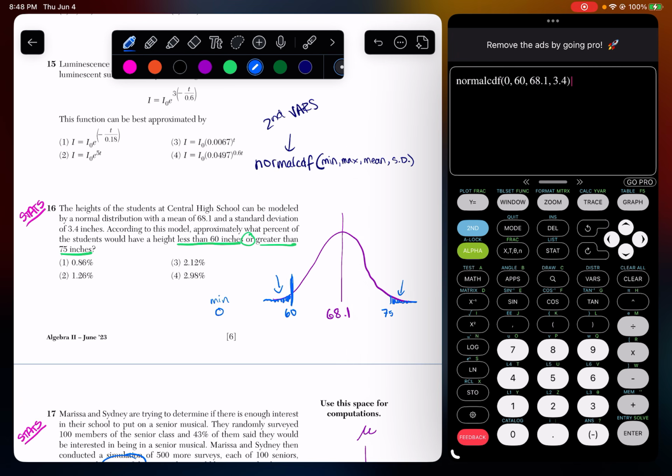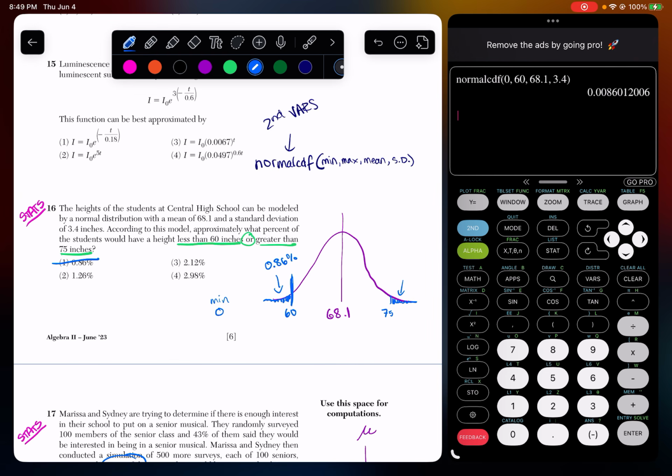So again, I do minimum, comma, maximum, comma, mean, comma, standard deviation. Close my parentheses. If I hit enter, that tells me what percent of people fall in this range down here. That is 0.0086, or 0.86% if I move the decimal places. So I have 0.86% down here. Notice that's one of our answer choices. However, 0.86% is only the kids who are below 60 inches. So that is a distractor, because we also want the kids above 75.